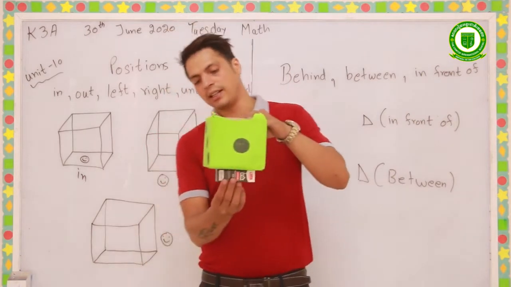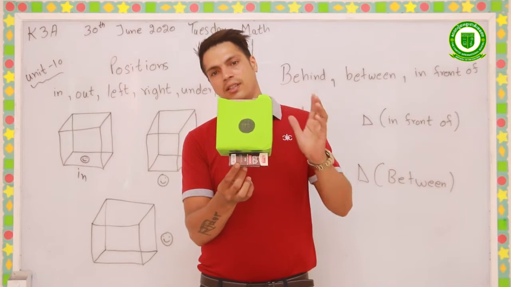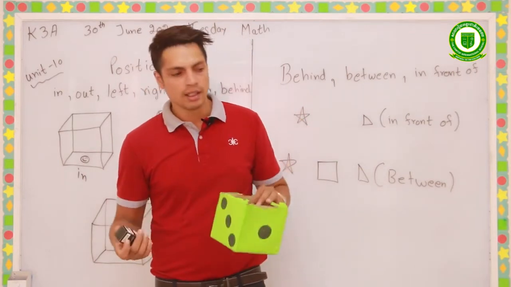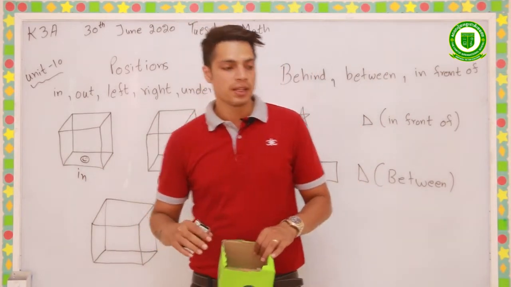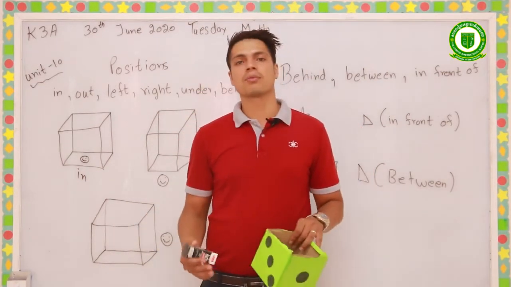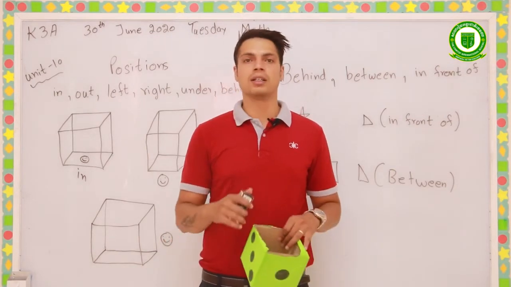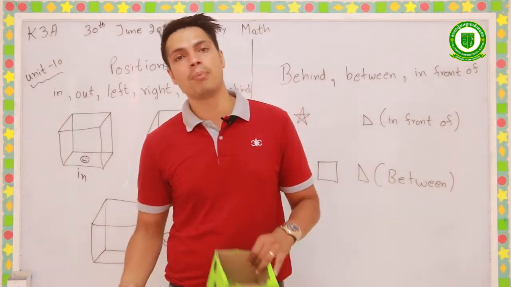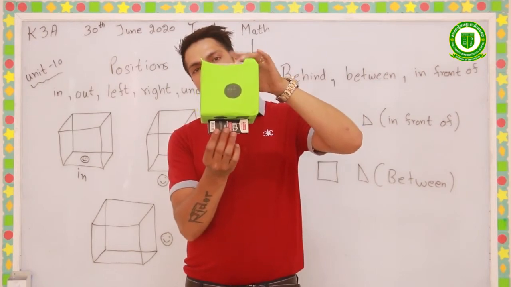Under means it's under like this, so it's under the box. This position, under, means we put something under anything. Like when you come to class, sometimes you keep your bag under the table. We keep something under the table, under the bed. So this position is under.